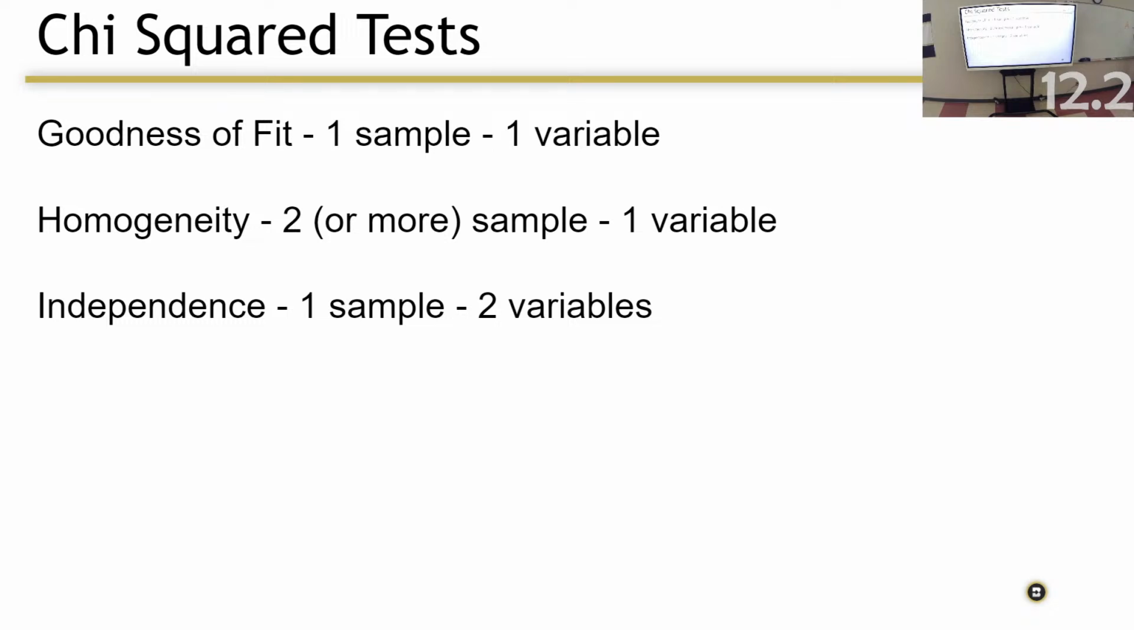Again, GOF, which we did on Monday, is one sample, one variable. Color of M&Ms. They used a lot about the percentage of what type of nuts were in the mixed nuts.